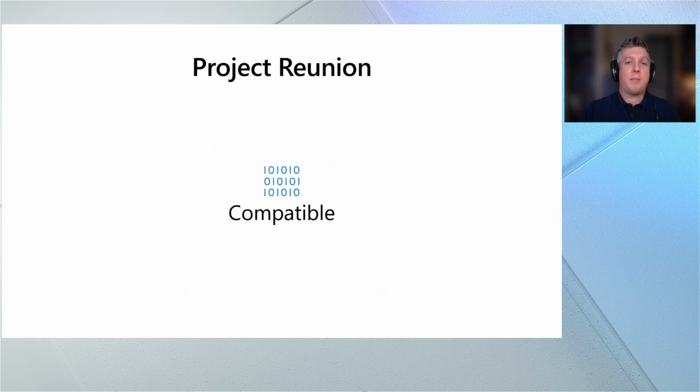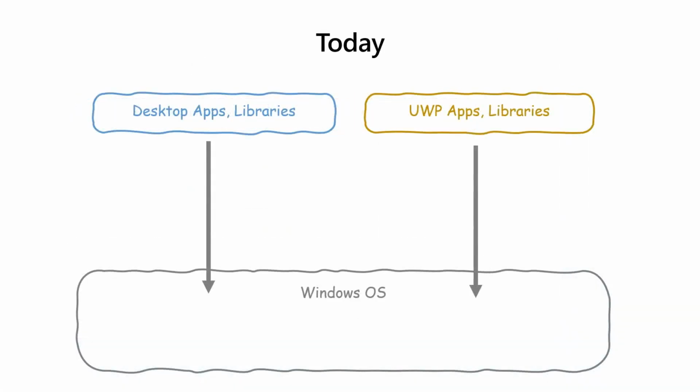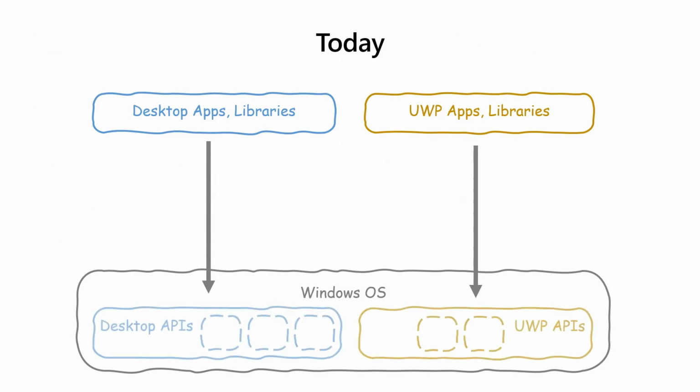So when we talk about compatibility, we really have to start with where apps are today. And today, when you write apps or libraries for Windows, they call generally directly into the desktop APIs or UWP APIs, which are part of the OS itself. And over time, we've brought more desktop APIs into UWP, for example, more file system APIs. And we've also enabled desktop apps to call some WinRT UWP APIs. But we think that we can really make this even simpler and more powerful.